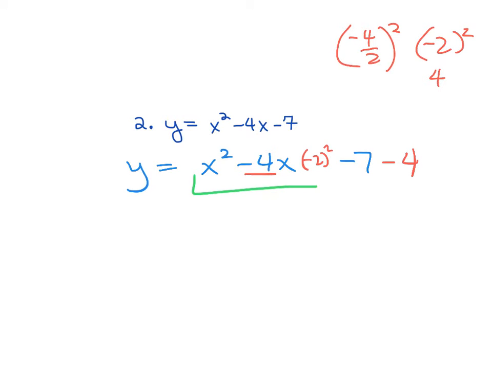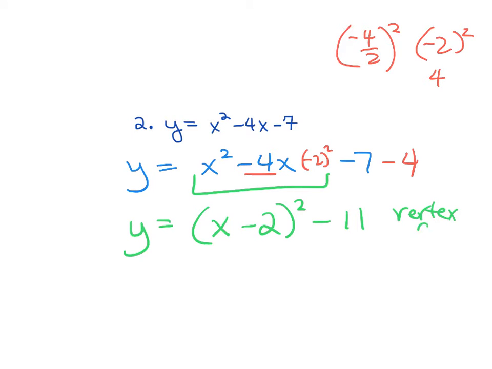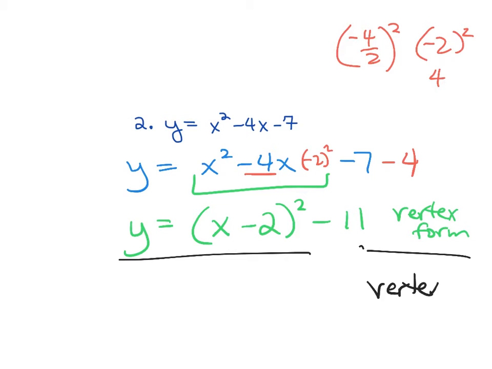Now I factor the trinomial, and again, as long as you remember what you got when you divided the b term by 2, that's what goes in the binomial. And now you do negative 7 minus 4. And you're in vertex form. Yes. On the quiz, you're going to put it in vertex form. Then the next line it'll say find the vertex, and we'll fill that in with the h and the k. So positive 2, negative 11.